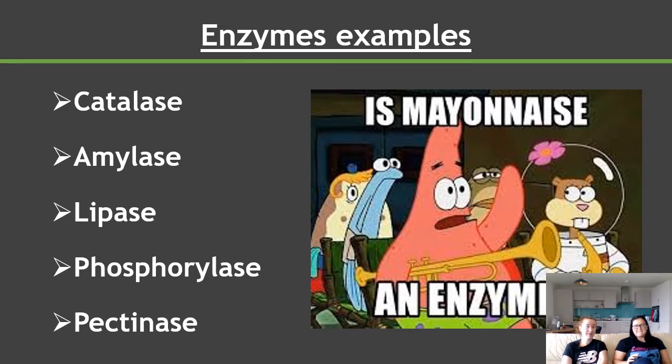If it ends in OSE, it is a sugar. If it ends in AISE, it is mayonnaise, which is none of the above. It is a food substance because it's got that I there. So ASE is an enzyme.